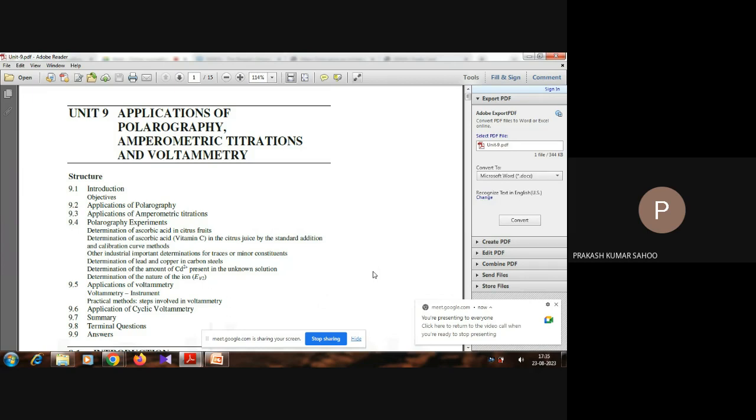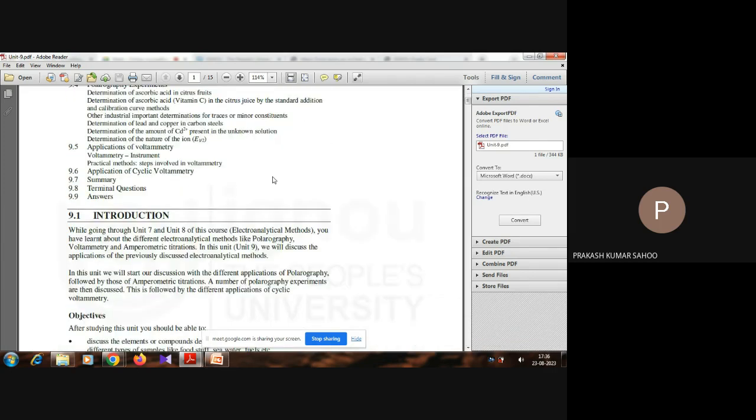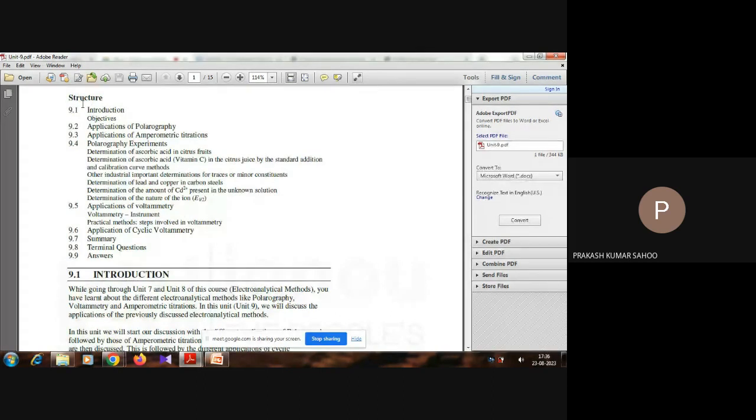I would say this is a very easy unit, or very approachable unit to all of you. It is the application part of polarography, amperometric titration with voltammetry. And the contents of this unit are the objective, application of polarography, followed by amperometric titration application.